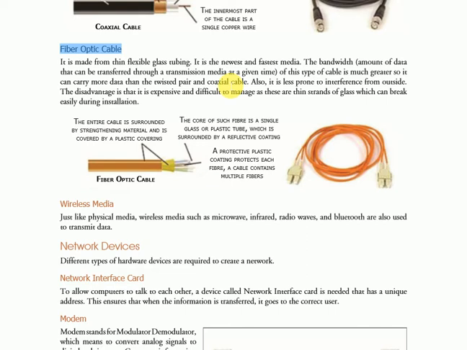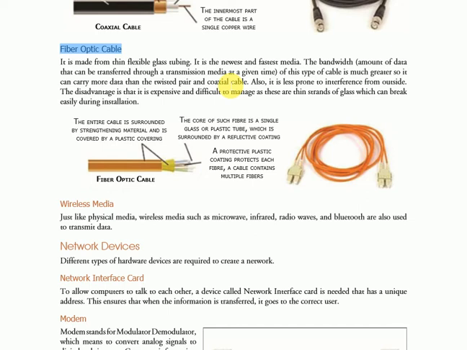of this type of cable is much greater, so it can carry more data than twisted pair and coaxial cable. Also, it is less prone to interference from outside. The disadvantage is that it is expensive and difficult to manage, as these are thin strands of glass which can break easily during installation. So what is fiber optic cable?